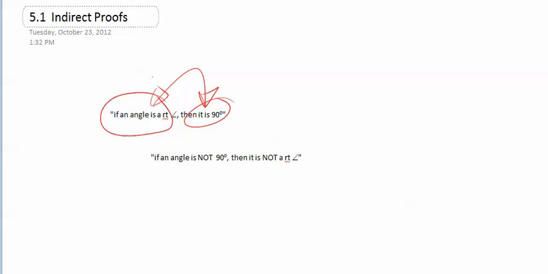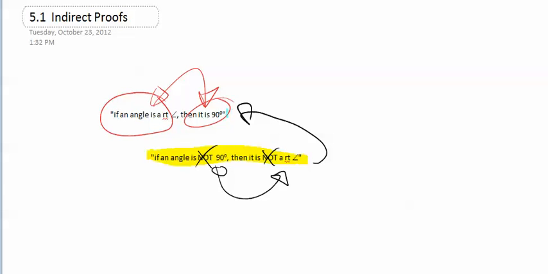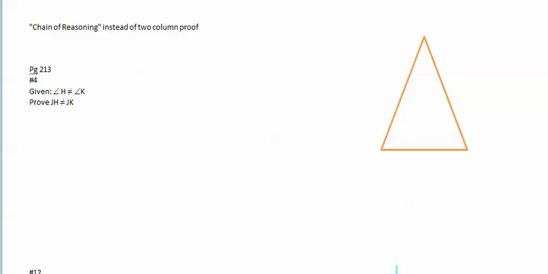Now, also with contrapositive, if the initial statement is false, so let's say we started with this statement, then the contrapositive, again, negating this, and then switching this, is also true. We're going to use this kind of theory and concept to help us to prove indirect proofs in this lesson. Let's look at example 4 on page 213.